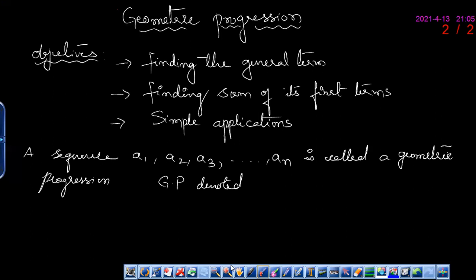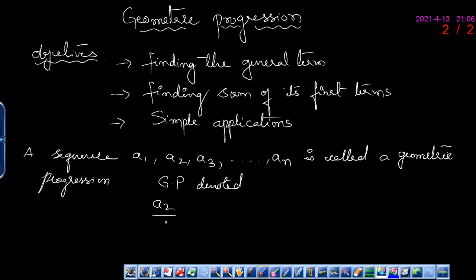In arithmetic progression, we have seen A plus D, A plus 2D, A plus 3D, so on, are in AP. What is the first term of that arithmetic progression? First term is A. Here also the first term is A. In arithmetic progression we have a common difference, and in geometric progression we have a common ratio. So how will we find the common ratio for this?